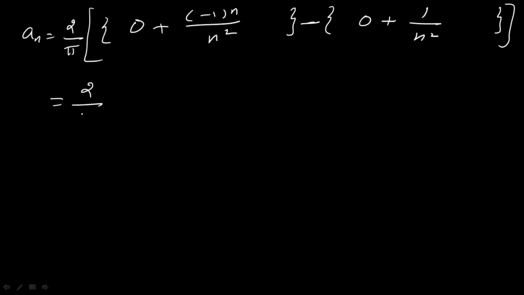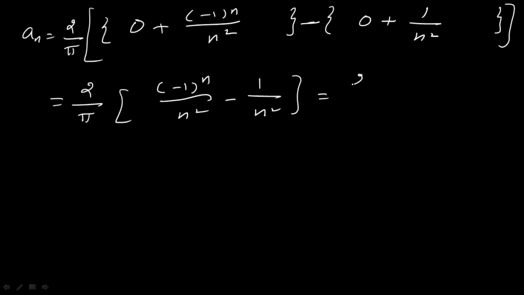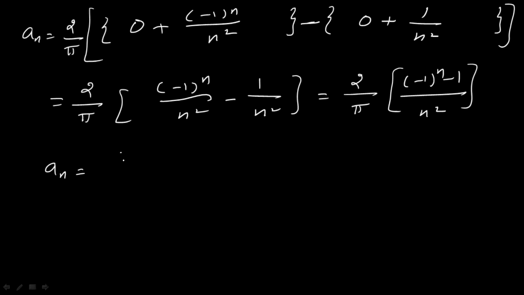Simplifying this, you get 2 by pi times minus 1 whole power n divided by n square minus 1 by n square. Here n square is common, so take it as common: n square times minus 1 whole power n minus 1. Again you have to simplify this. You can write a_n is equal to; you just have to replace the power of minus 1. We can segregate this into two cases: either n takes odd values like 1, 3, 5, etc., or it takes even values 2, 4, 6, etc.